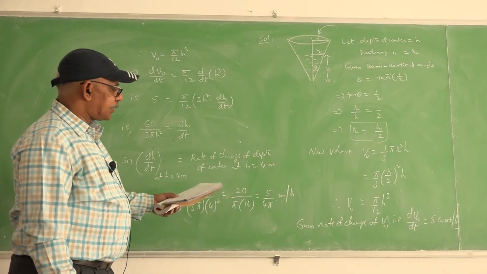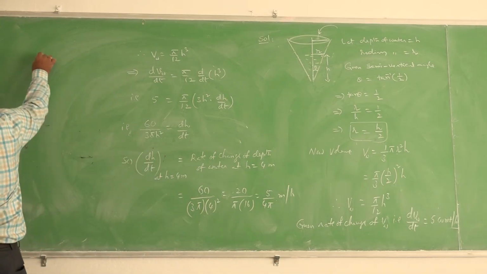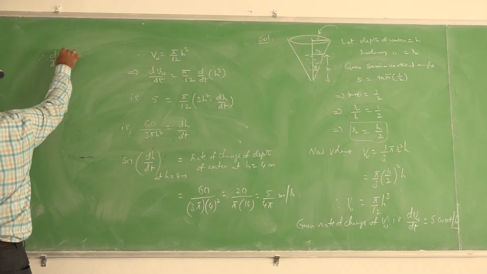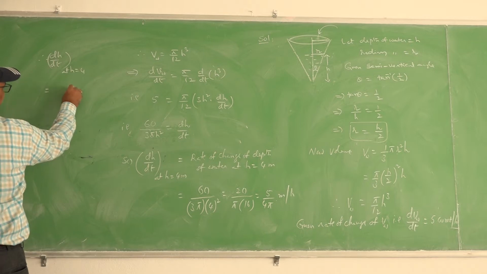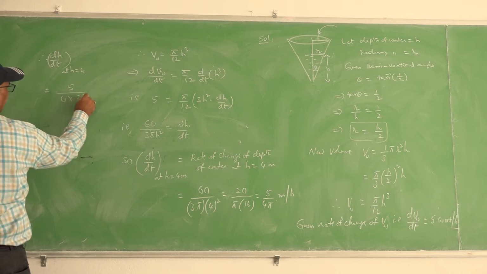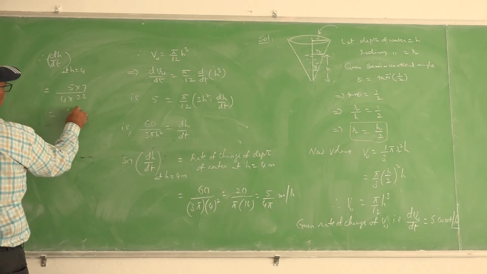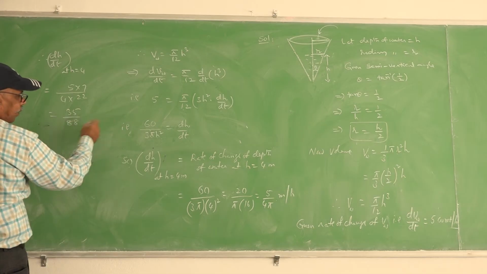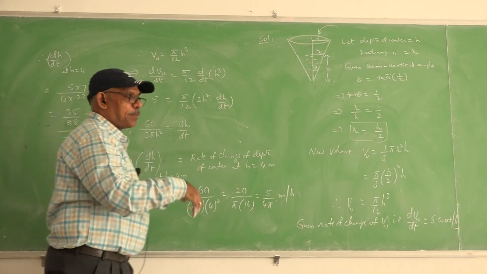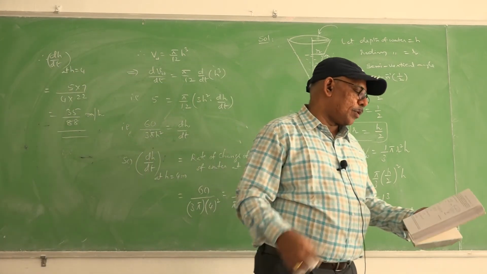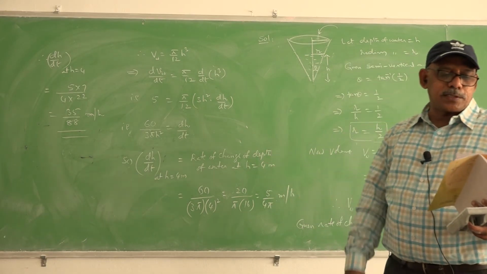Taking pi as 22 by 7, you can still calculate the value. So dh by dt at h equal to 4 is equal to 5 by 4 into 7 by 22. So you can take 7 in the numerator. That gives 35 by 88 meters per hour, the required rate of change in the depth of the water once the water is poured into the reversed conical vessel at the rate of 5 cubic meters per hour.